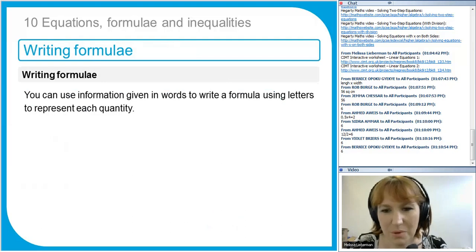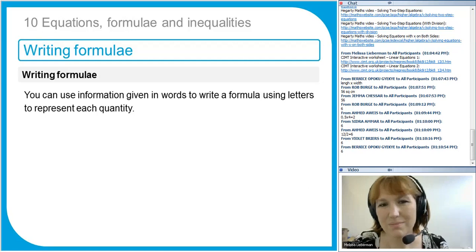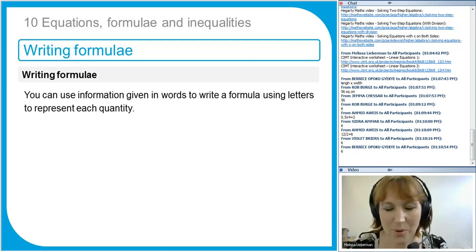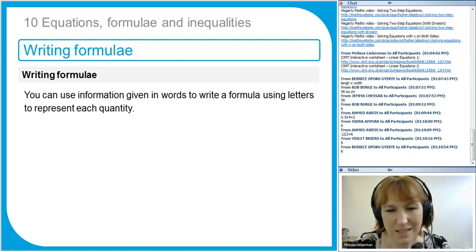Now sometimes we're given some information and we need to write a formula using letters to represent each quantity. Often these appear in geometric context, but we'll look at those later on when we've done some geometry, things like angles in a triangle, or the perimeter of a shape or an area. So we're given the length and the width in terms of an algebraic expression, and then we need to write a formula. But we'll just keep it quite simple for now.